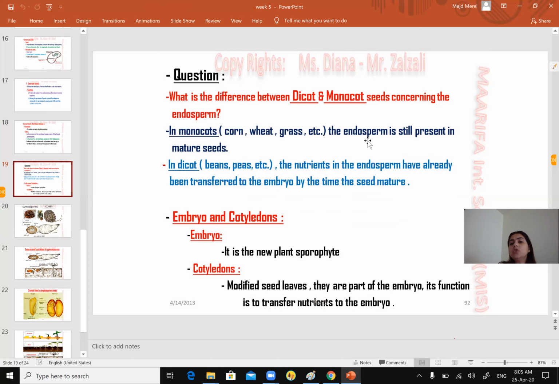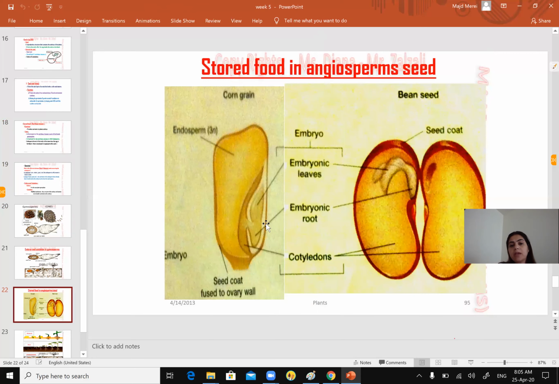In monocots, the endosperm is still present in the mature seed. I will use this slide here. It shows two seeds. The first one, corn grain, is an example of a monocot. The second one here at the right, bean seed, is an example of a dicot. Let's first watch this video to recall what you learned about monocots and dicots.